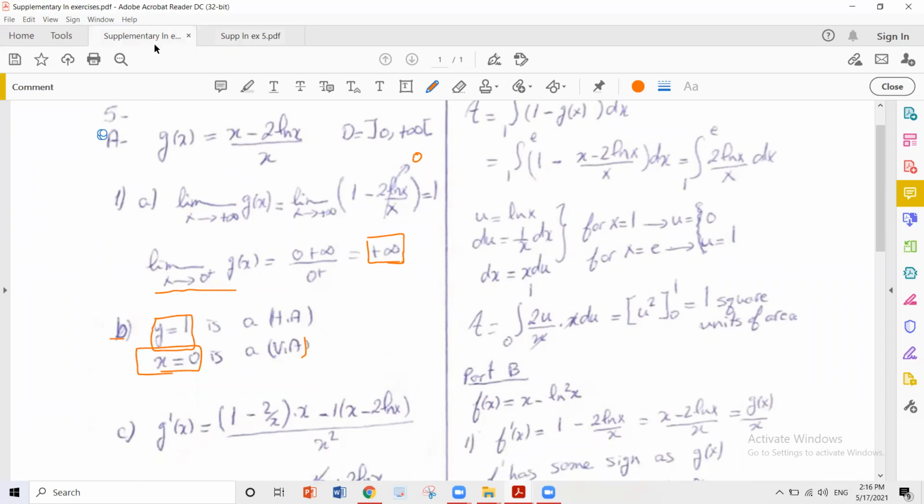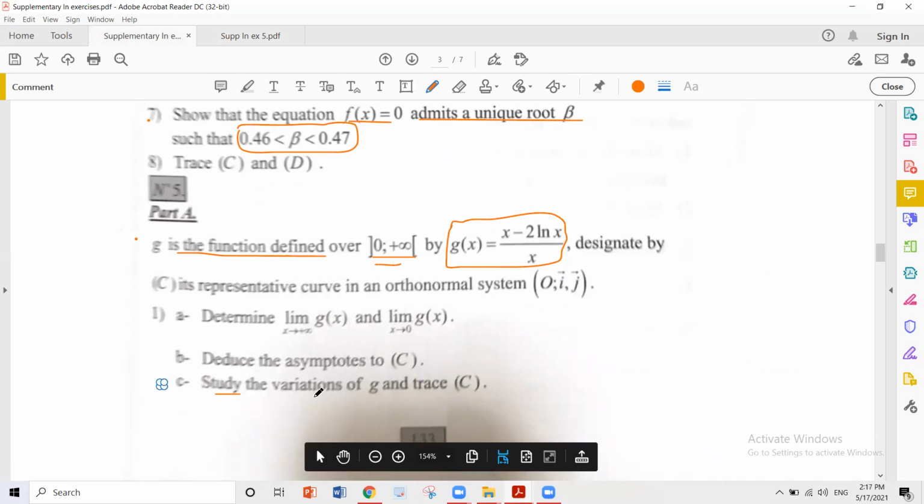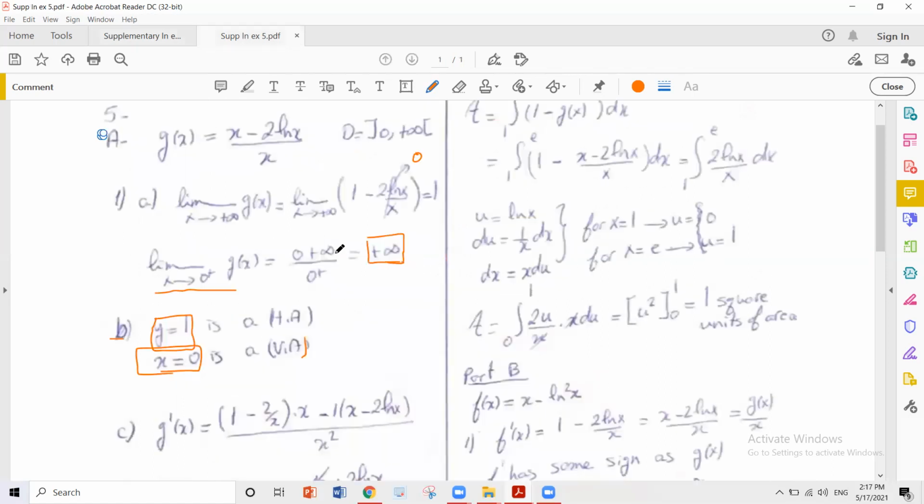Part C. Study the variations of g and trace C. g(x) is of the form u over v. The derivative is u prime v minus v prime u over v squared. So this is g(x).